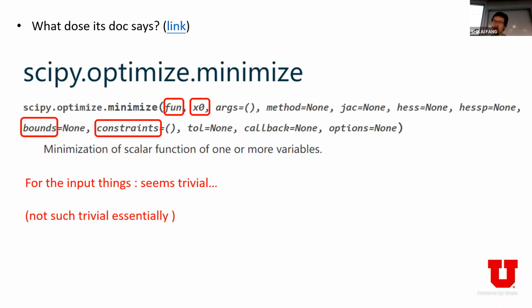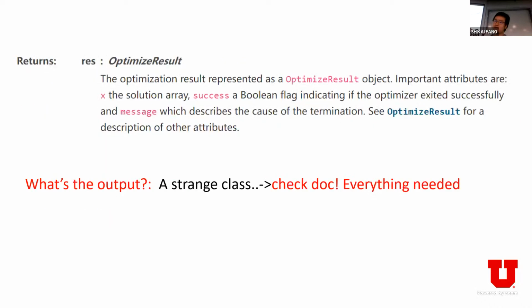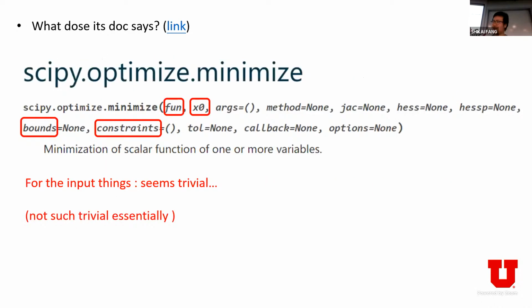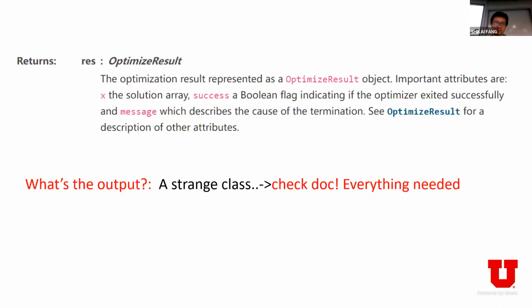So it's something like trivial. Actually, I just implement my objective function, given an initialized value for the variables, and given some bounds and constraints, and feed them into this function. So everything's solved, right? Yeah, it's something like that. But it's not that trivial. I will give you a detailed example in the following slides.